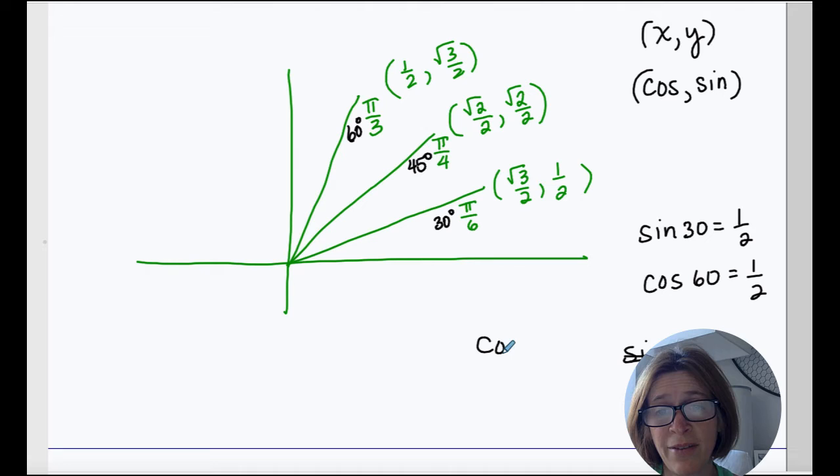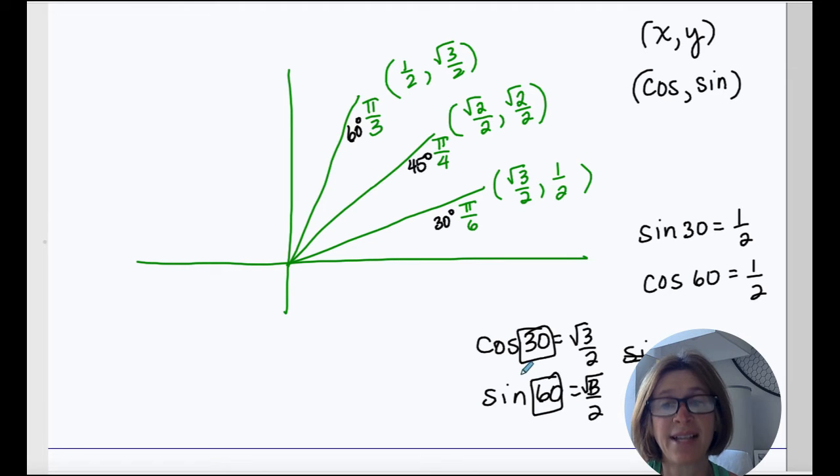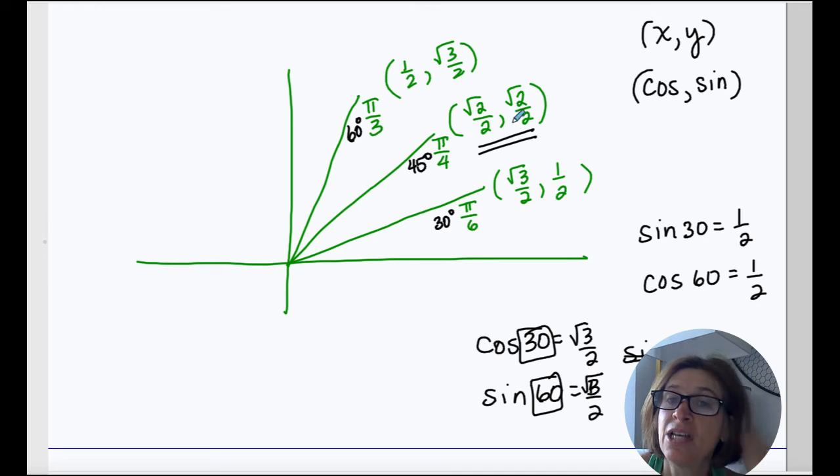All right, the cosine of 30 is root 3 over 2. The sine of 60 is root 3 over 2. So notice they are equal when their angles add to 90, so they are each other's complement. The same is true at 45 degrees. So at 45 degrees, or pi over 4, my values are root 2 over 2 and root 2 over 2, the same value. So that's 45 and 45, which is 90.